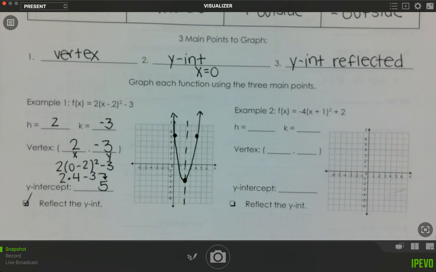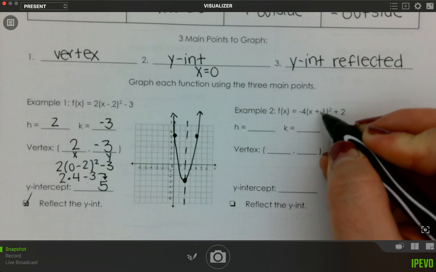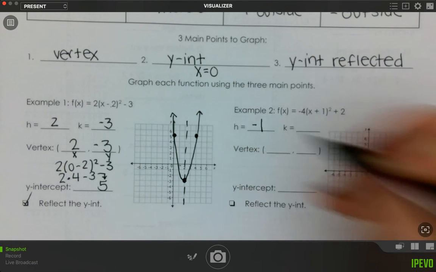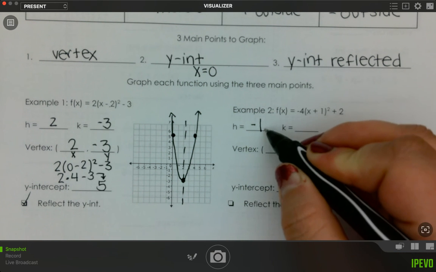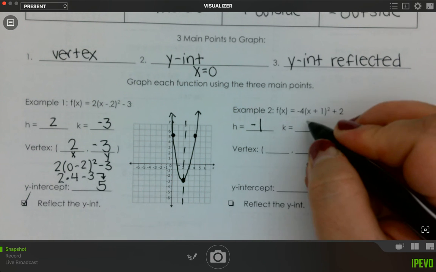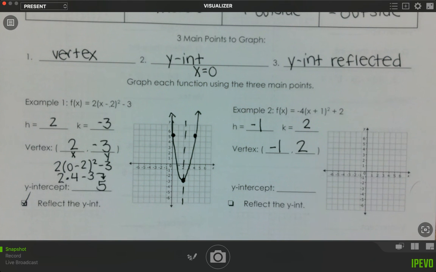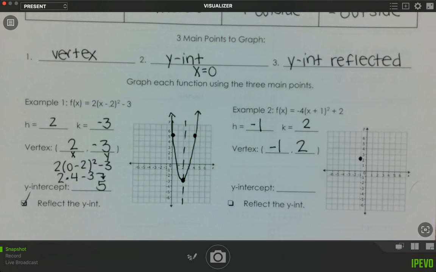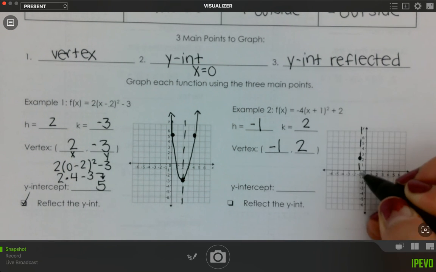Now let's talk about example 2. For this one, your h value is what is being subtracted to get +1. You would have to subtract -1 in order for it to turn into a positive. Again, this is always going to be the opposite. And then k is the number being added at the end, which is 2. So your vertex is (-1, 2). Left 1, up 2. Just like that. And then don't forget to draw your axis of symmetry through the middle.